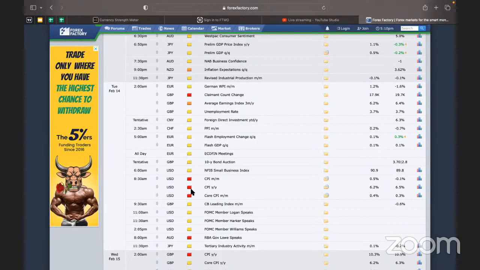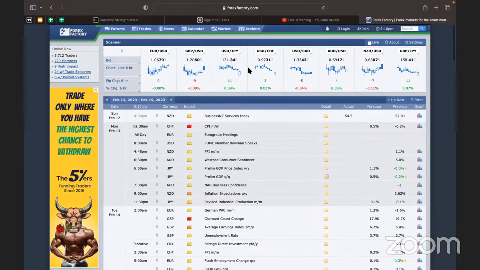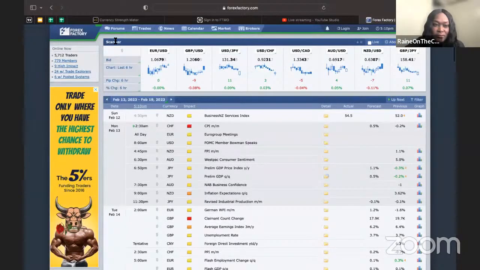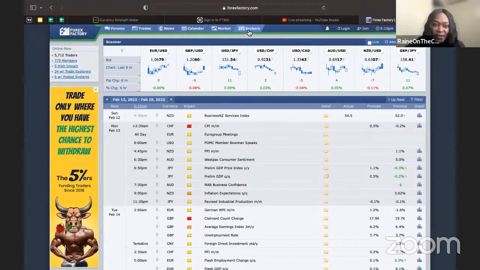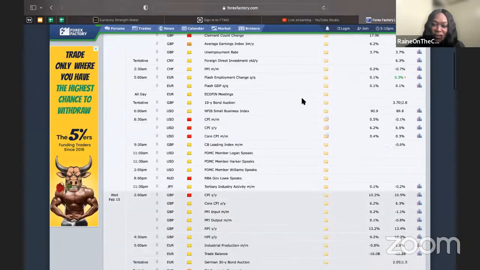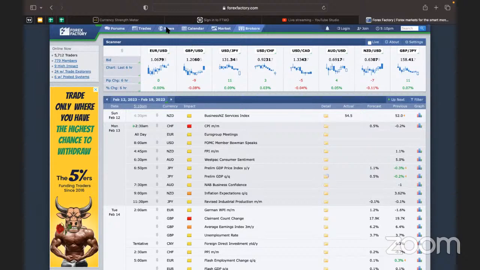I'm trying to see how you get to the folder part, because I'm on just the main screen right now. Forexfactory.com. You showed me before and I got there before, but all of a sudden I don't remember how I got to this page. I definitely have it bookmarked on my desktop.